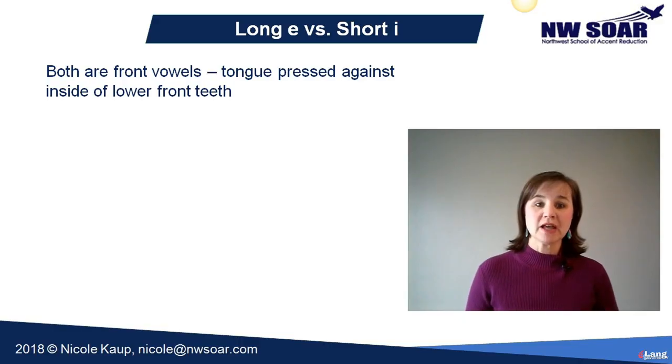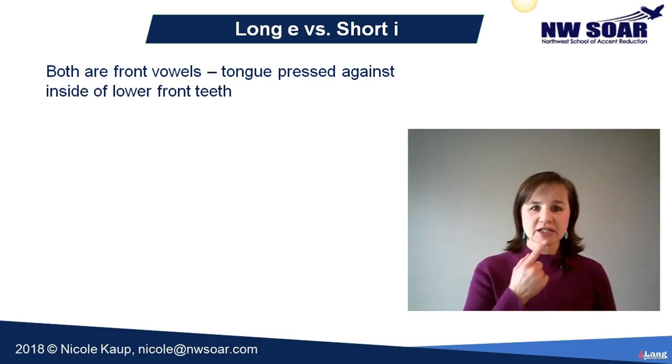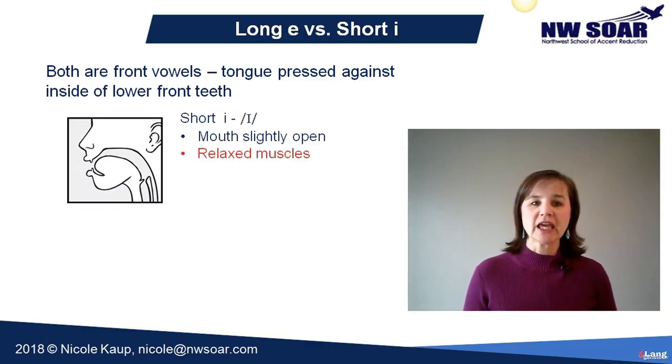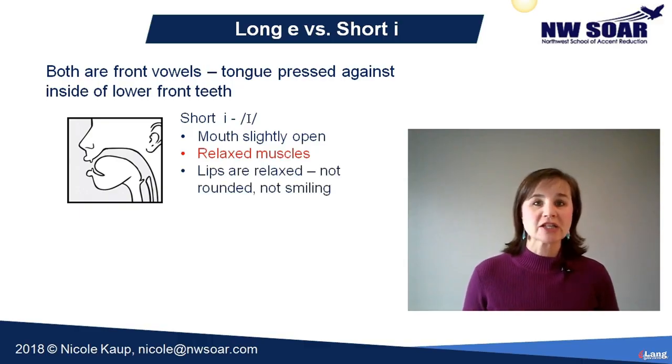Let's compare the two side by side, long E and short I. Both are front vowels, which means that your tongue is pressed against your lower front teeth. Again, let's review the short I quite quickly. Your mouth is slightly open. Your muscles are relaxed. This is one of the key components to this sound. It must be relaxed. Relax all your muscles. You should have no tension at all, including in your tongue. Relax and soften your tongue. Your lips are relaxed also. They are not rounded. They are not smiling.